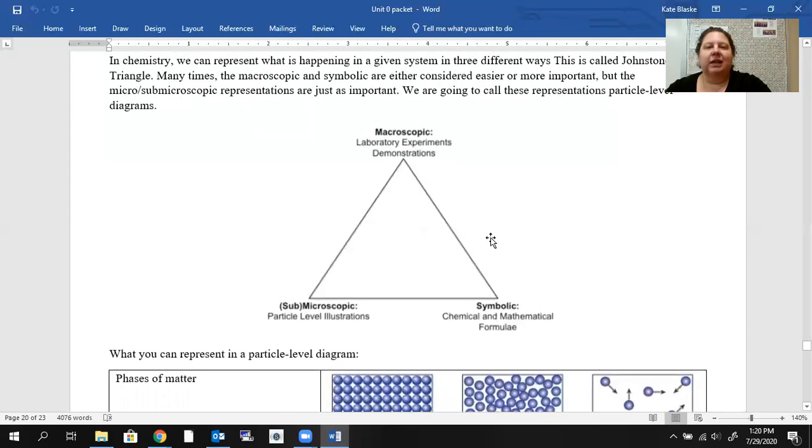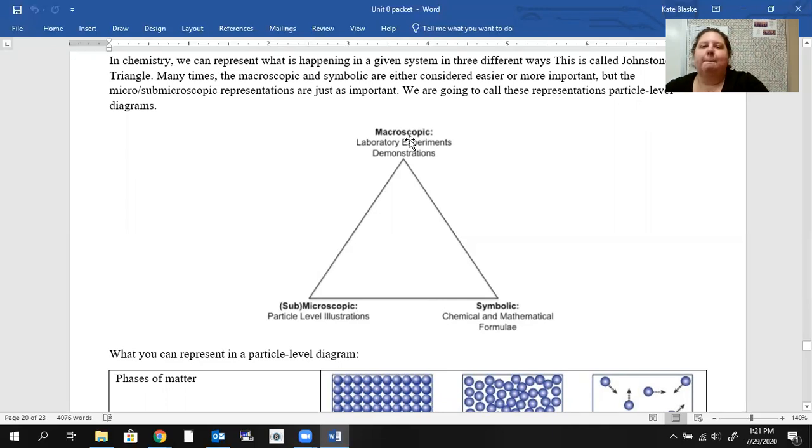One of the ways that we can organize these different ways of representing the world around us is with this thing called Johnstone's triangle. You don't need to know who Johnstone is or was or will be, but this representation is something that we're going to be using a lot this year to help organize our thinking, to help us review, to help make sure that we really have a deep understanding of what's going on. So there are 3 different ways that we can represent chemical things. We can represent reactions, concepts, and individual ideas.